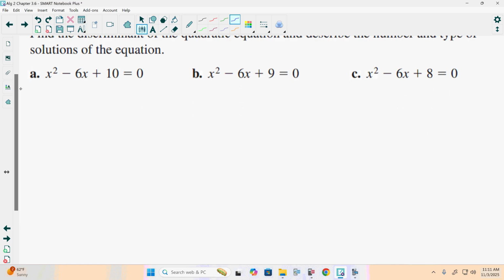Now, when doing these, especially with the discriminant, we do need the equation equal to 0 still. As we look at the first one, x squared minus 6x plus 10, it is already equal to 0. So let's see what a, b, and c are. A is the number in front of x squared, in this case 1. B would be -6, and c is 10.